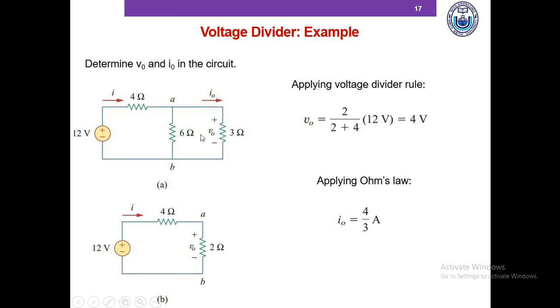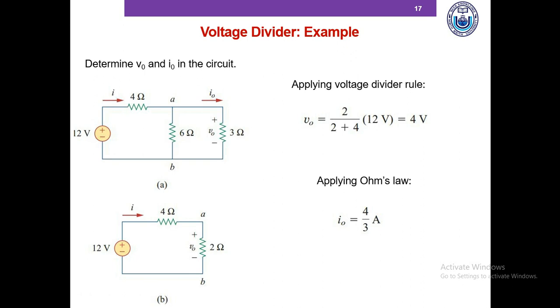Okay, so I'm going to use voltage divider to solve this problem. In this circuit, in figure A, we need to determine V0 and I0. To apply voltage divider here, we can combine these two resistors. These two resistors are in parallel, so we can replace them with one equivalent resistor, 3 times 6 divided by 3 plus 6, which is 2.